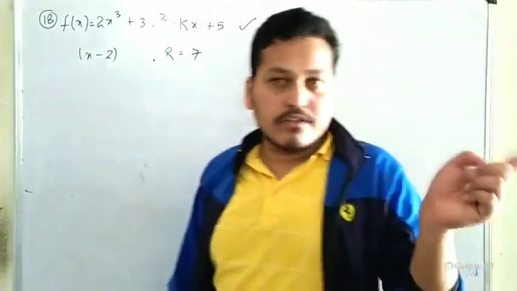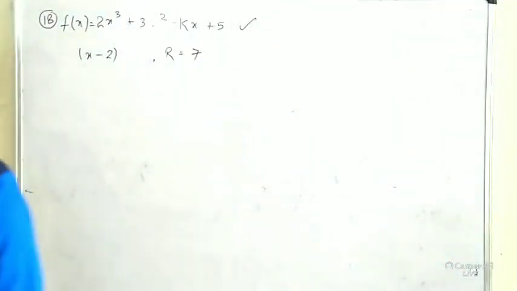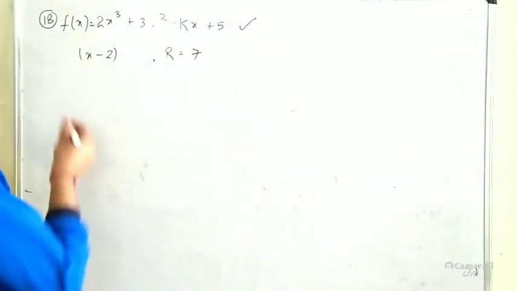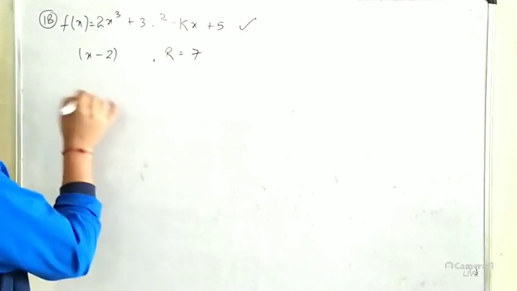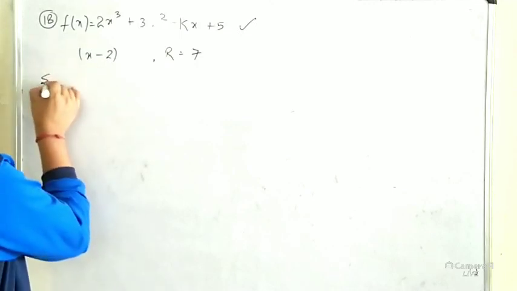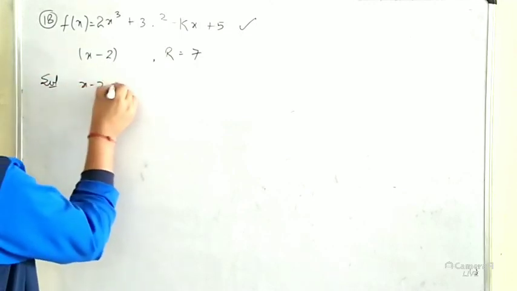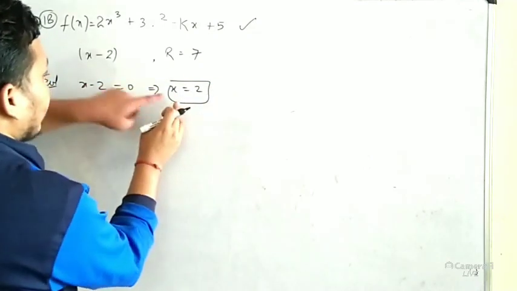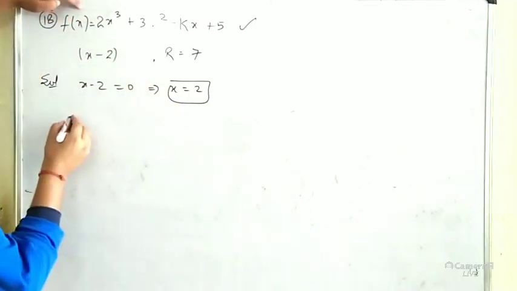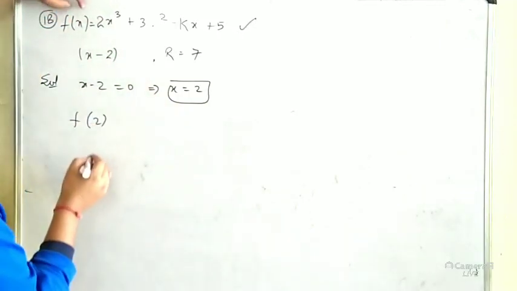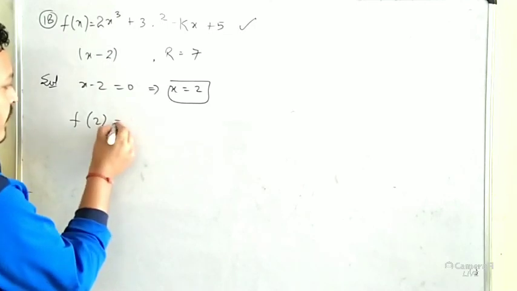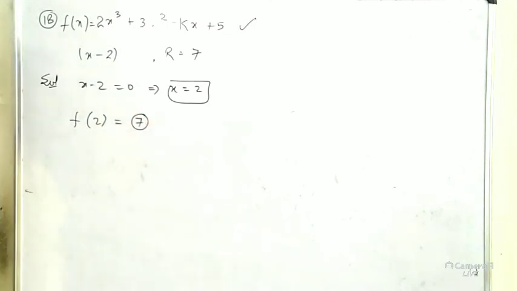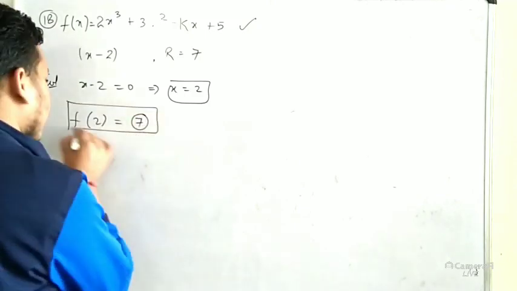It leaves a remainder 7. It means the remainder is not equal to 0 here. So what can we do here? Putting x minus 2 equal to 0, x is equal to 2. So if we substitute the value of x equal to 2 in the given expression, what will it be? f(2). It means this part represents the remainder here. And what is our remainder? The remainder is 7. So this condition is given here.